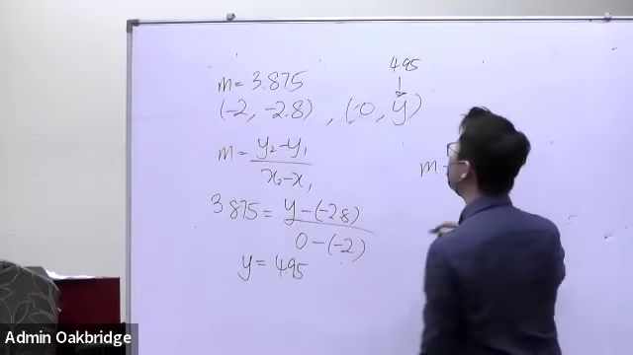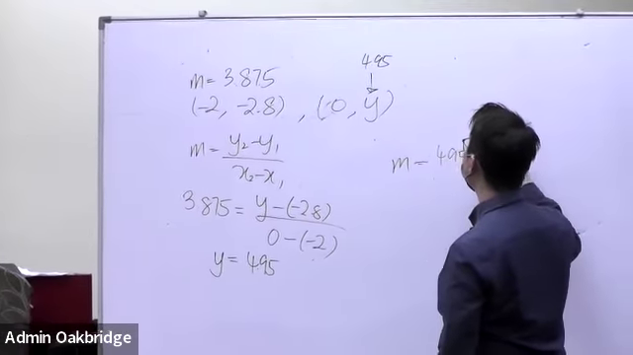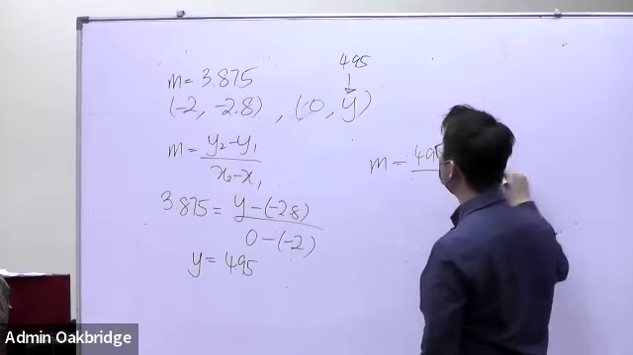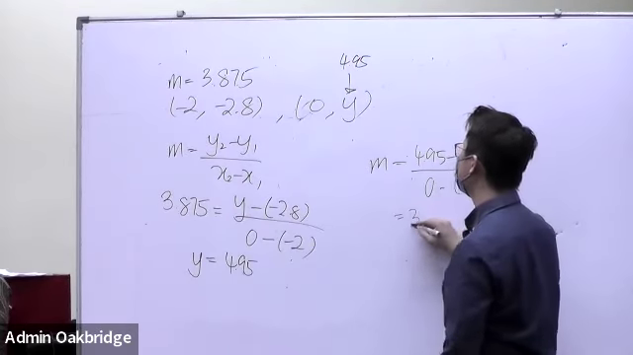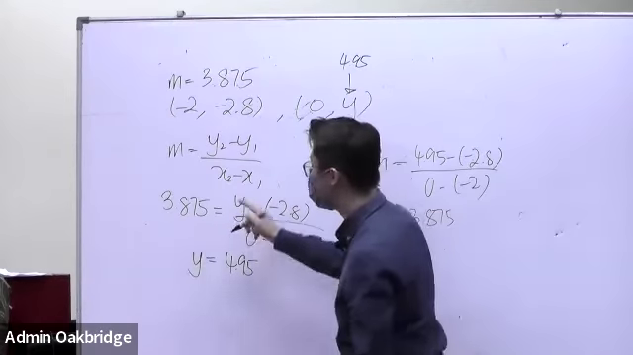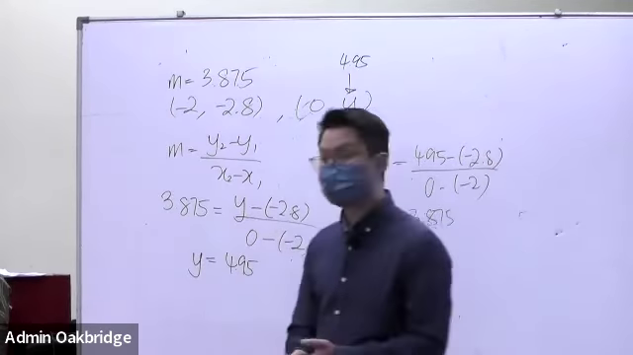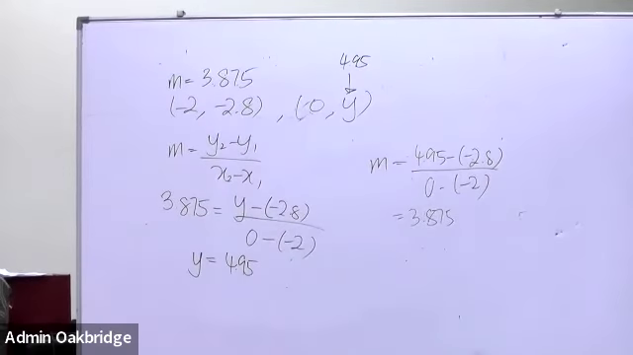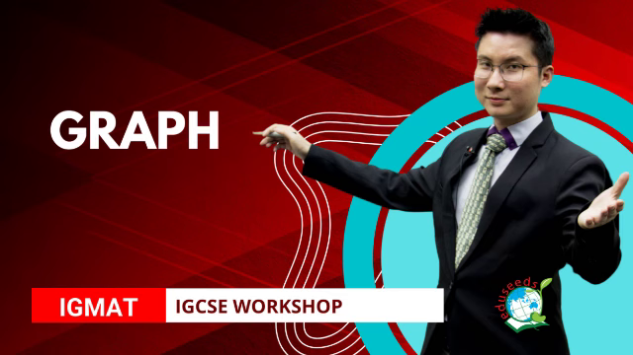You just fill in the blank only, this one. 4.95 minus negative 2.8 over 0 minus negative 2, and then just repeat again. Just copy again this thing on. Just print what is the y. Okay, then you get the perfect gradient. For sure, you can get full mark already. You don't need to worry about your bad drawing or the bad estimation. This is the perfect one.